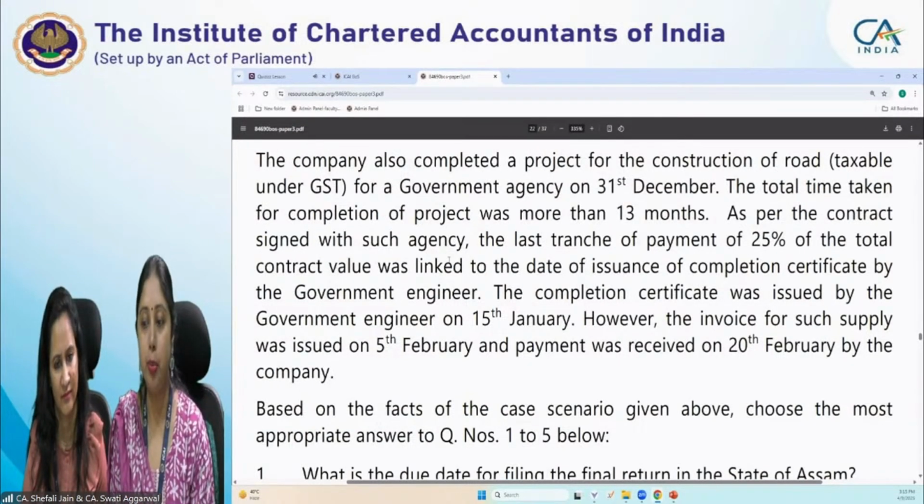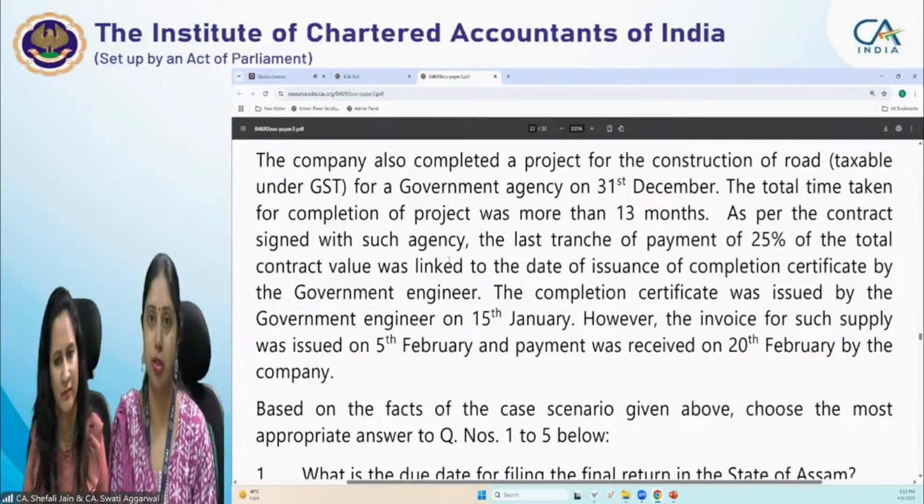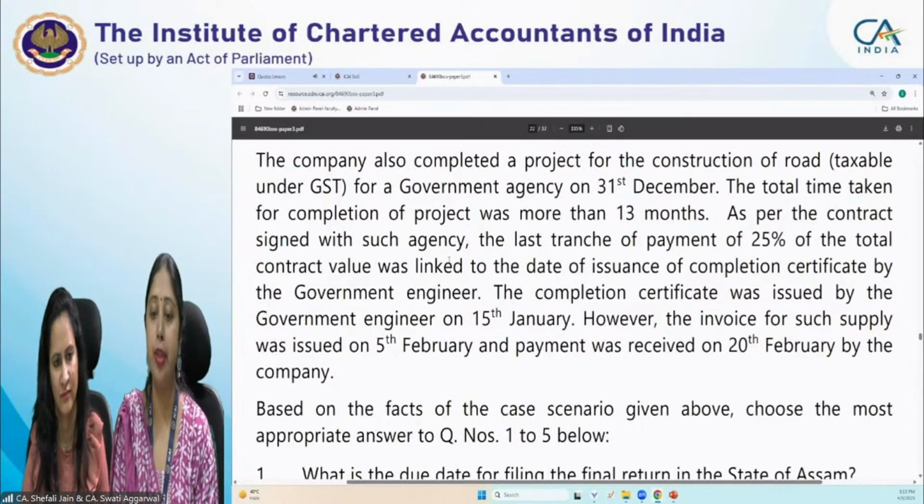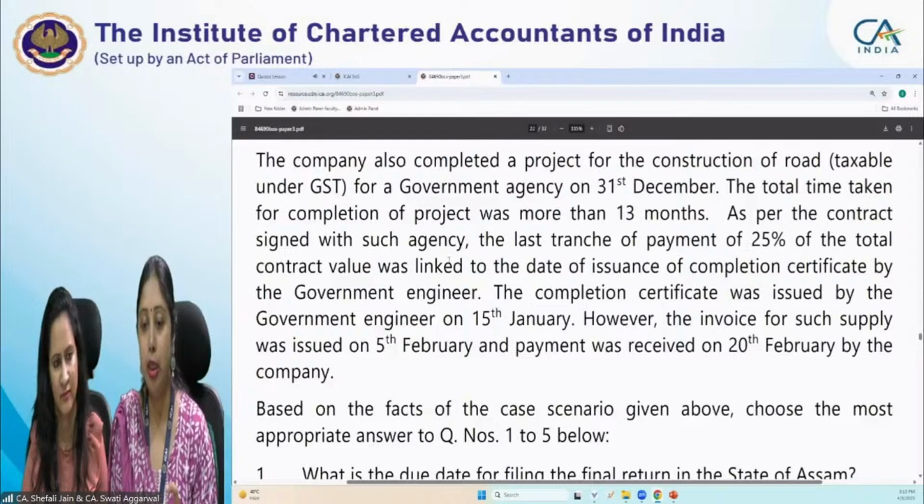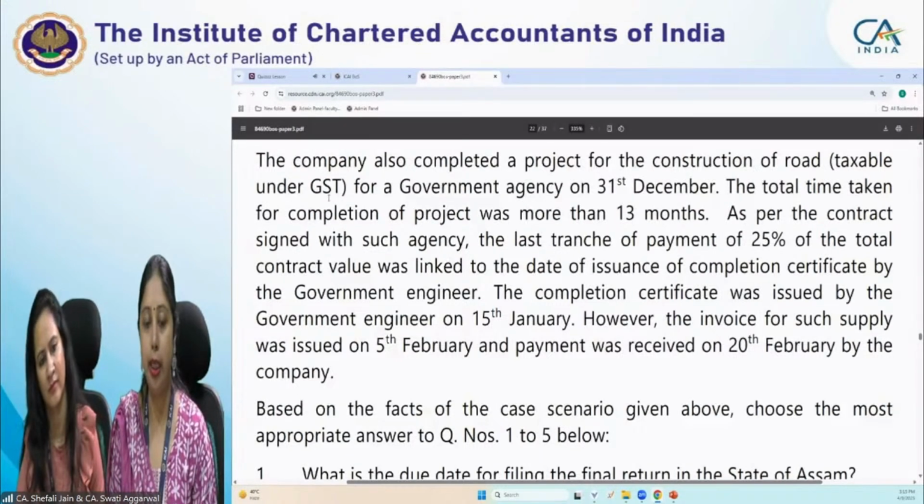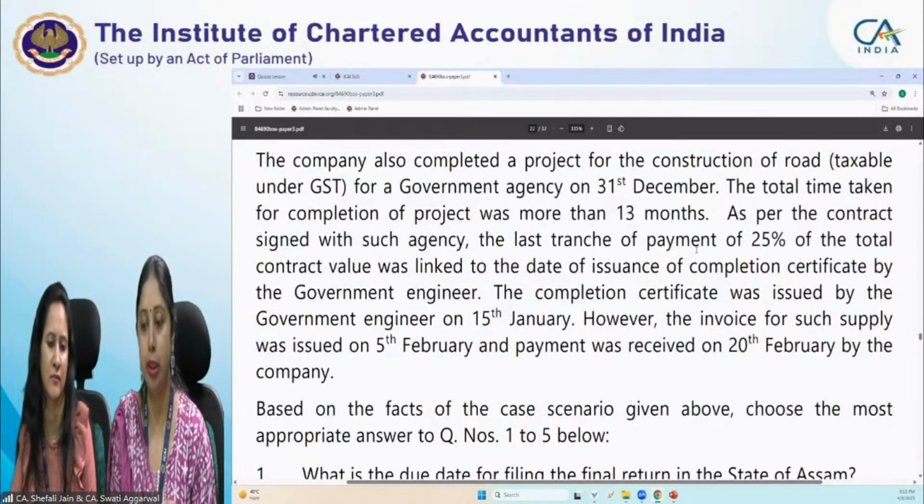Company completed a project for construction of road taxable under GST. अभी एक taxable construction road का company को project मिला, for a government agency. See, again here government agency is there. Let us see whether it has any connection with our question. For a government agency on 31st December, company को एक project करना था road construction का, 31st December तक complete करना था. Total time taken to complete the project was more than 13 months.